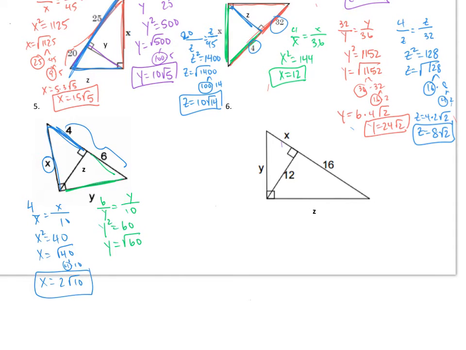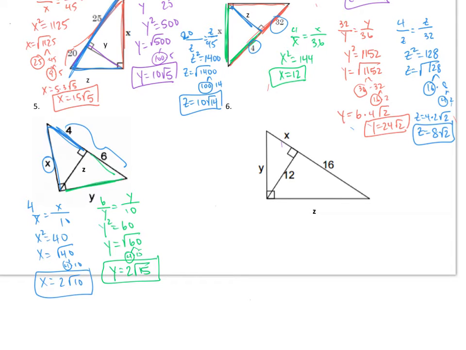And the square root of 60, we could break this down to be, let's say, 4 times 15. And the square root of 4 is 2, and I'm just left over with the square root of 15 because I cannot reduce that any further. Okay, and our last one here.